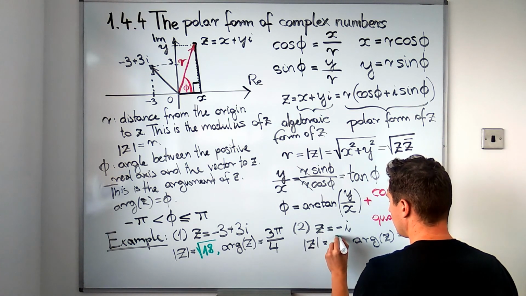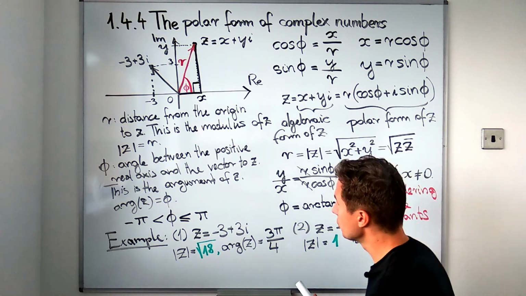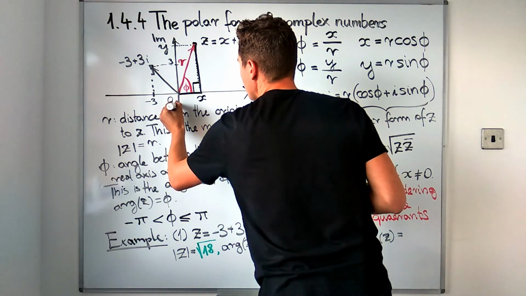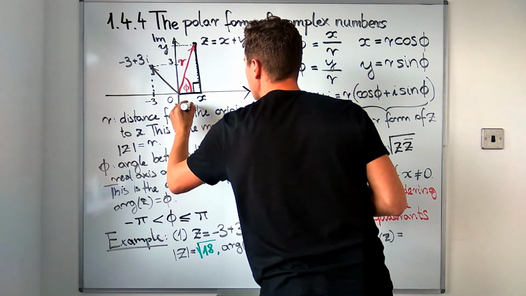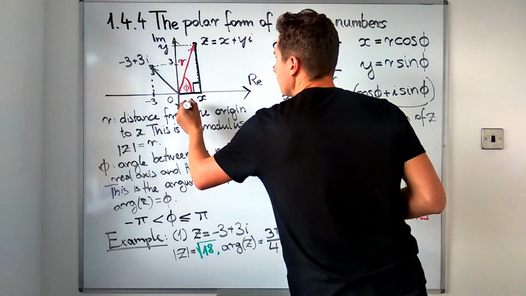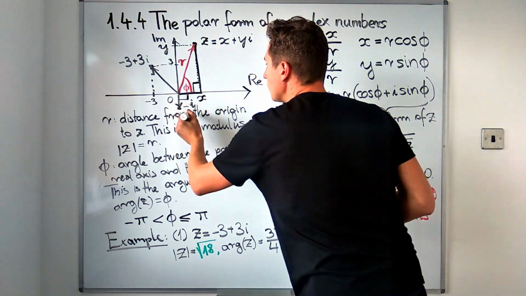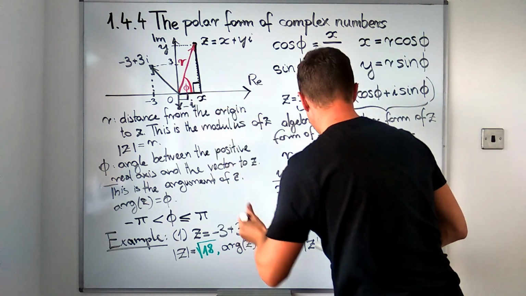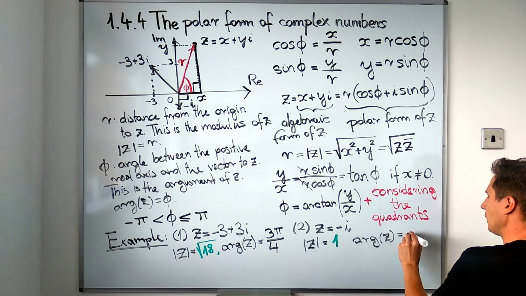Okay, so I hope you have said that this number, negative i, has length or modulus that is 1. So this is basically pointing downwards 1 unit of distance from the origin. This is the number negative i, and it has the angle between the positive real axis and the vector drawn to it, that is minus 90 degrees, which is minus pi over 2.